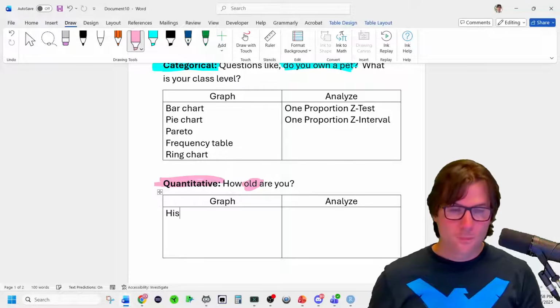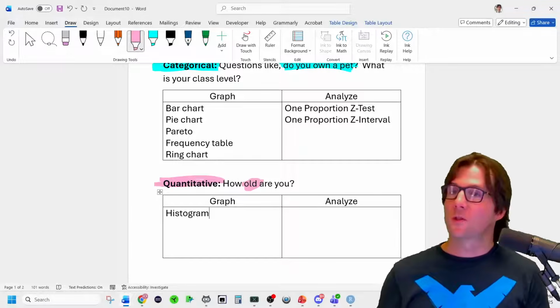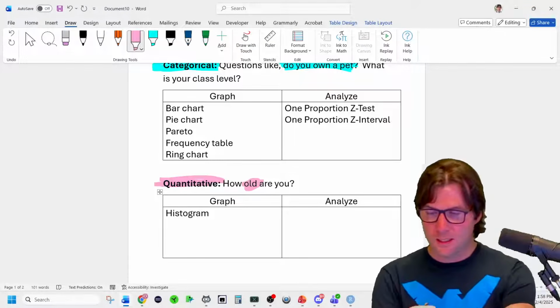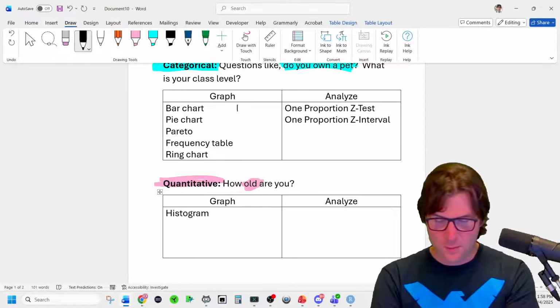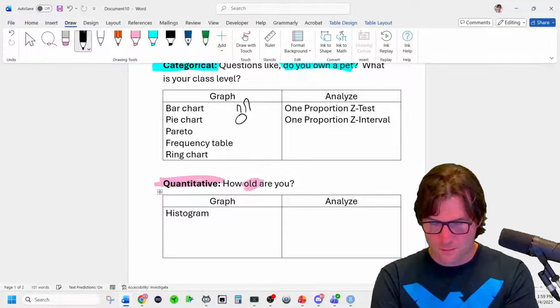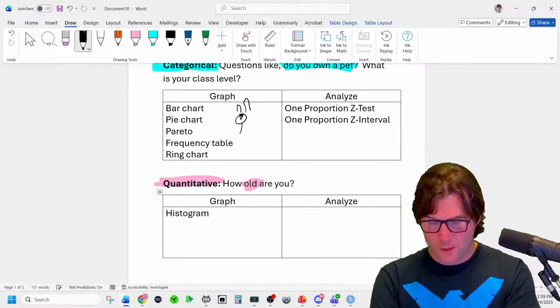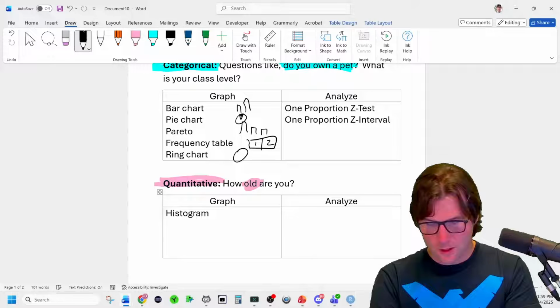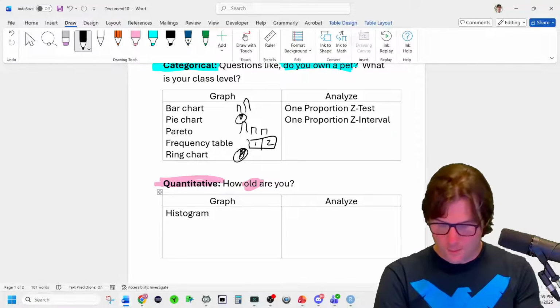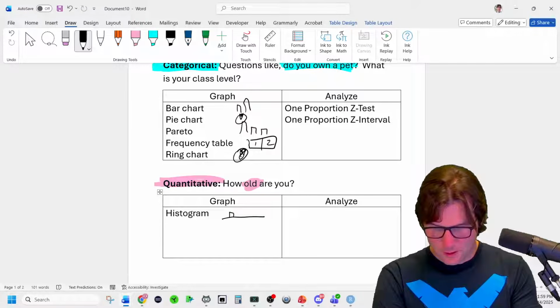Histogram. Histogram right there. Histograms are classic. You should have a quick idea of what these look like. We can draw them beside. Bar charts and pie charts look like they say they are. Pareto is a bar chart put in order. Frequency table just has the counts of the observations in it. And a ring chart is a pie chart with the middle cut out. And then a histogram is going to look like this right here.